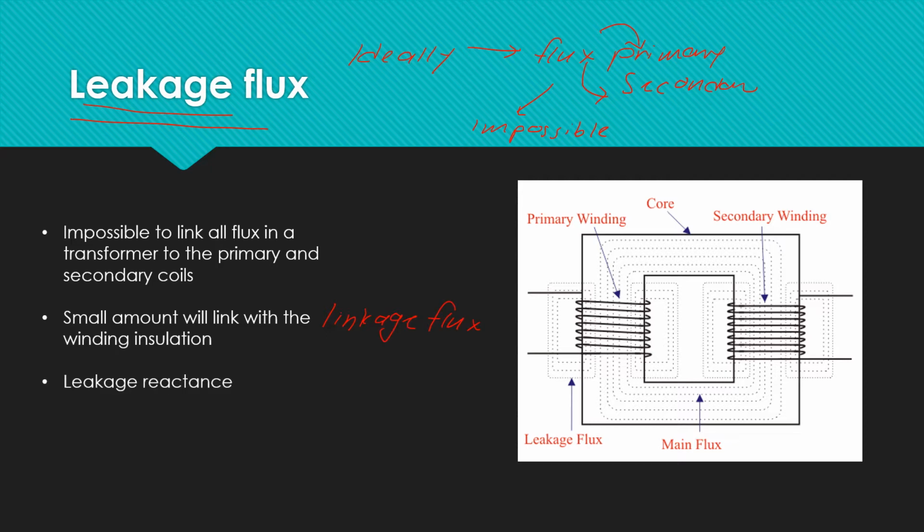Due to this leakage flux in transformers, both primary and secondary windings have leakage reactance. This phenomenon in a transformer is known as magnetic leakage.